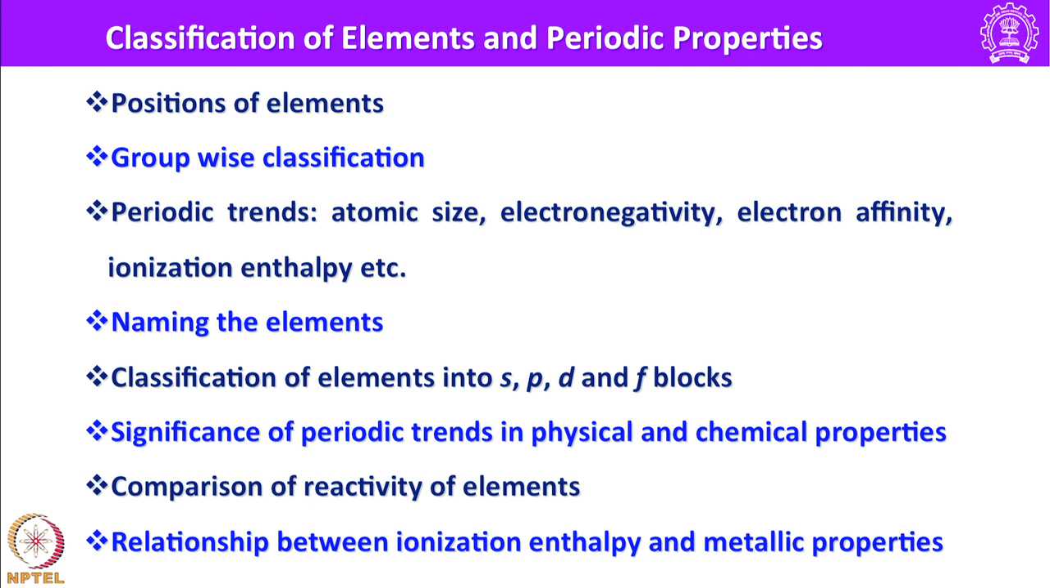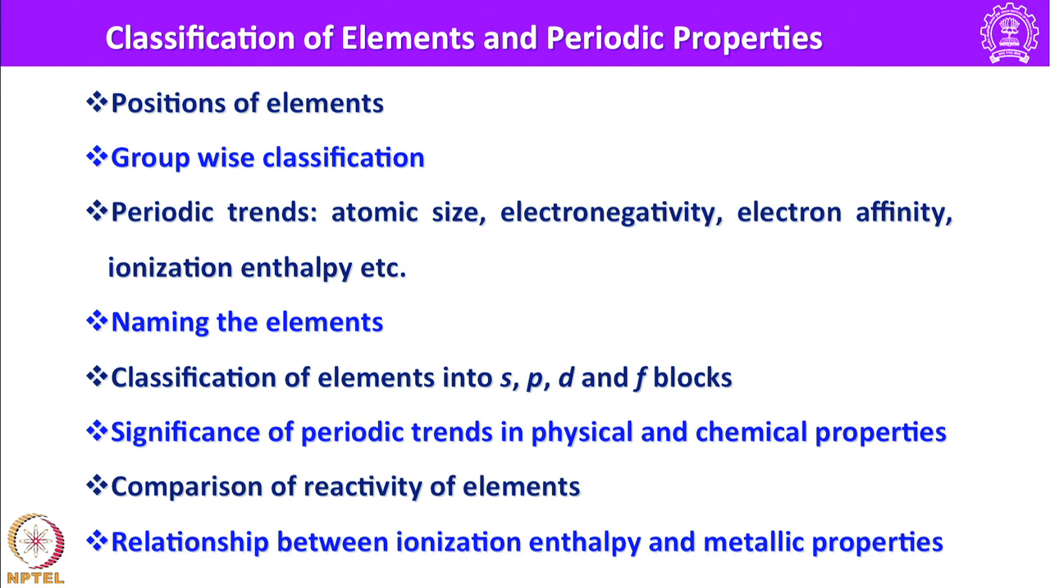Once after knowing the trends in a group or in a row, comparison and reactivity of elements can be done in a much ordered fashion. And then once after establishing all these facts about the elements, we can also try to understand the relationship between ionization enthalpy and metallic properties. Most of these terms, atomic size, electronegativity, electron affinity and ionization enthalpy, are all interrelated, and we can use them as a tool to understand the entire set of elements that are there in the periodic table.